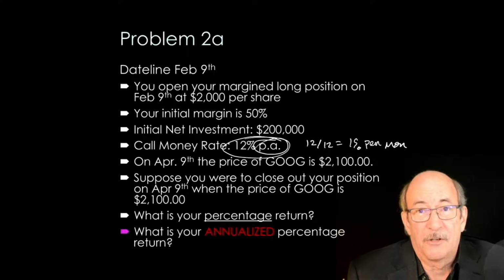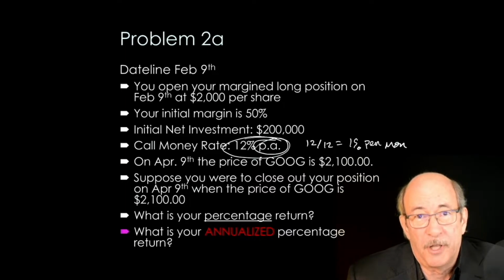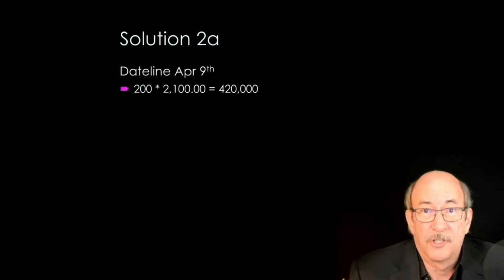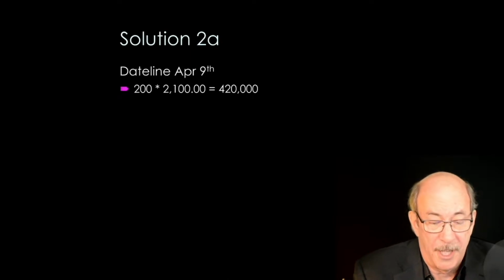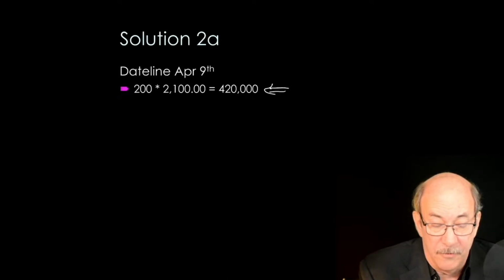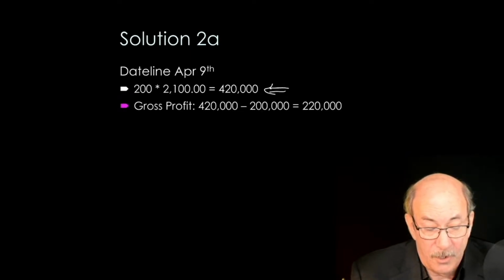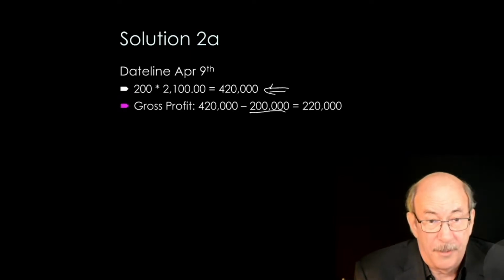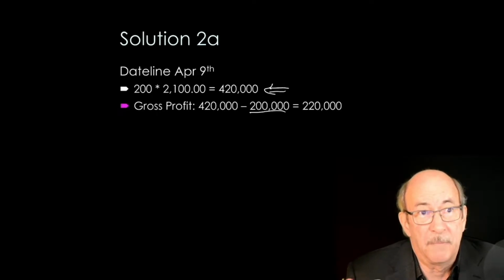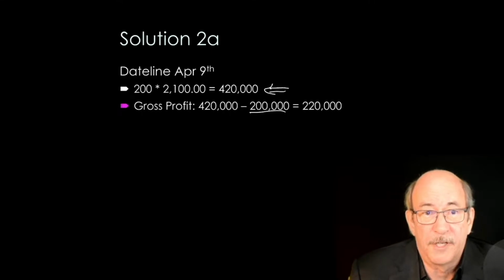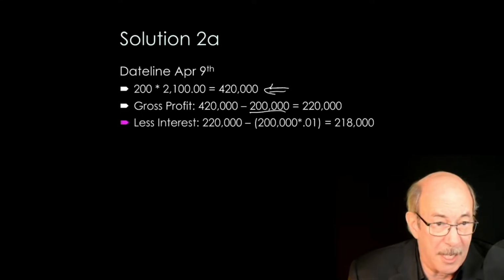And then we're going to get the annualized percent return. So the first thing we're going to do is get the periodic, and then we'll annualize it. So on April 9th, we have 200 shares. We sell them at $2,100. That generates $420,000 in cash. So we subtract off the borrowing. So in other words, we're paying back our loan of $200,000. That leaves us with $220,000 that we get to keep.